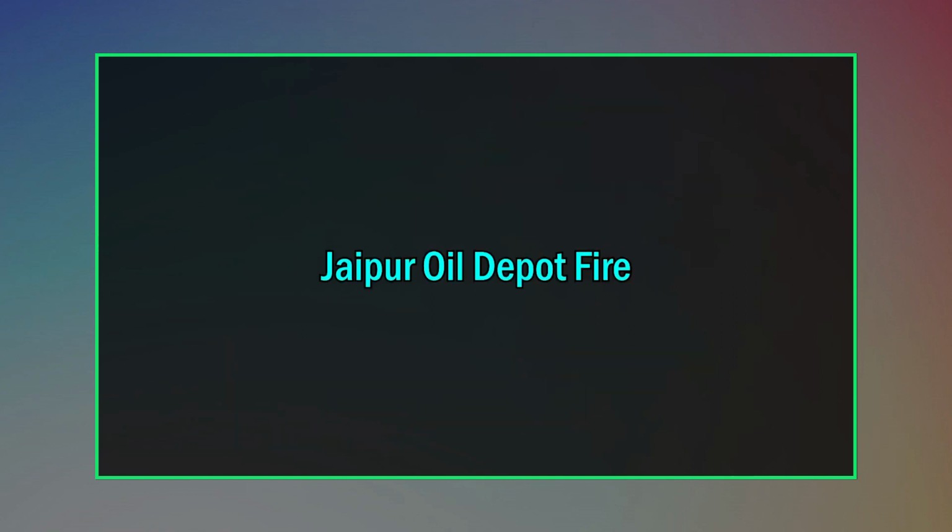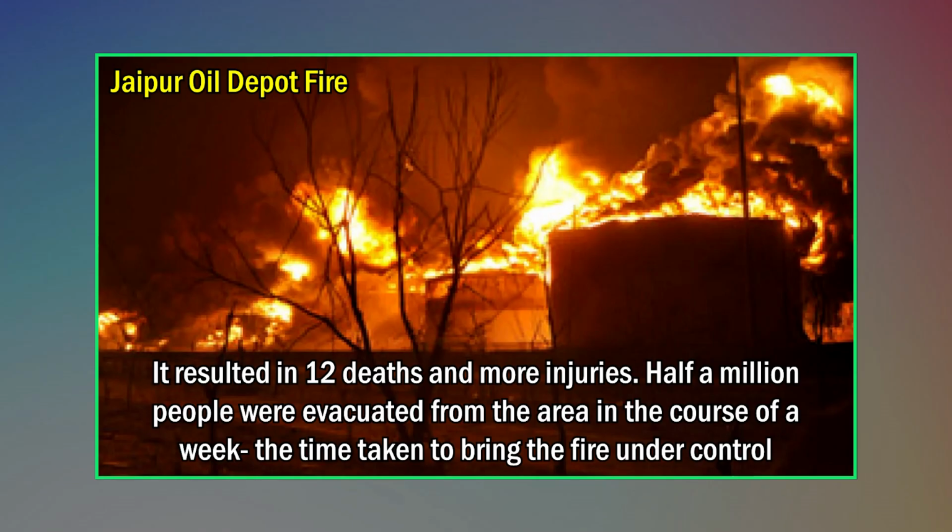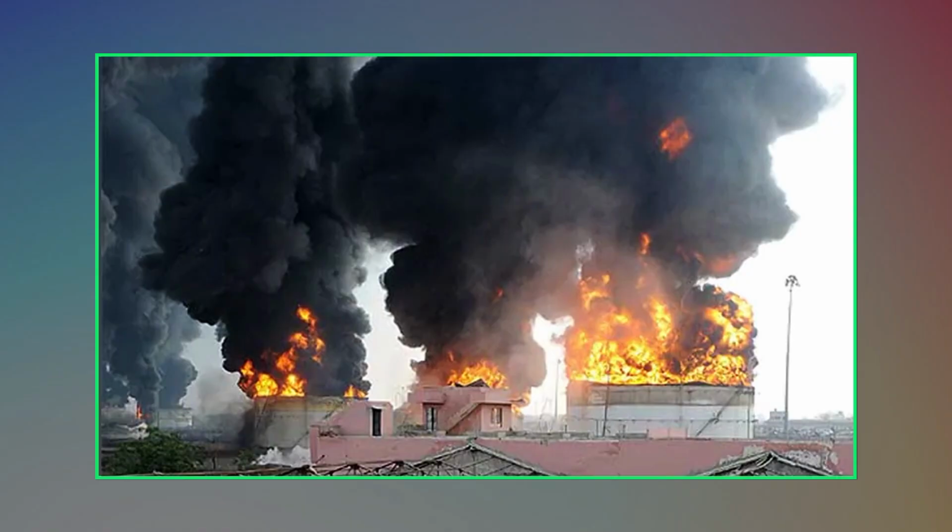Jaipur Oil Depot fire. The industrial disaster occurred at Indian Oil Corporation's oil depot in Rajasthan in 2009. It resulted in 12 deaths and more injuries. 500,000 people were evacuated from the area in the course of a week, the time taken to bring the fire under control. The administration had no disaster management plan and the fire personnel were insufficiently equipped to tackle the flames.